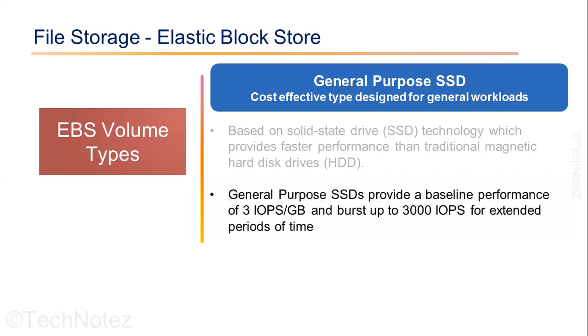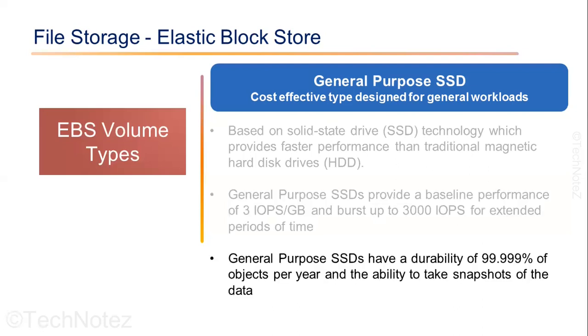General purpose SSD provides a baseline performance of 3 IOPS per GB and can burst up to 3000 IOPS for extended periods of time. They are also designed to deliver consistent performance with low variability in IOPS performance. Additionally, general purpose SSDs have a durability of 99.999% of objects per year and the ability to take snapshots of the data, which can be used to create new volumes or to protect the data from accidental deletion or corruption.